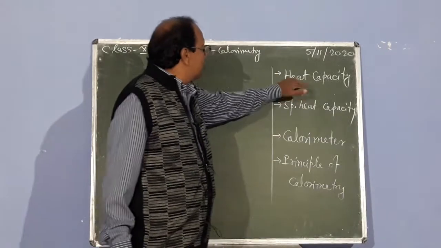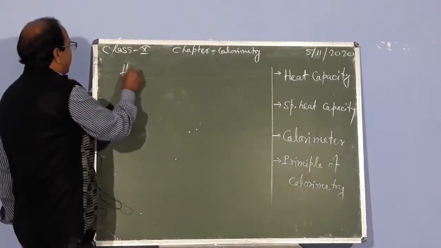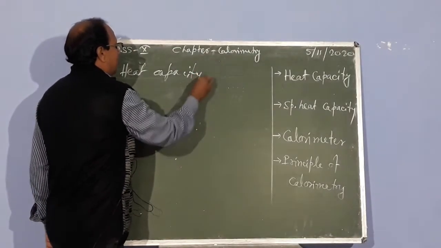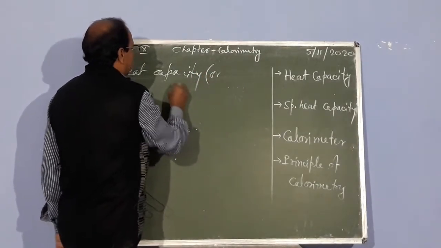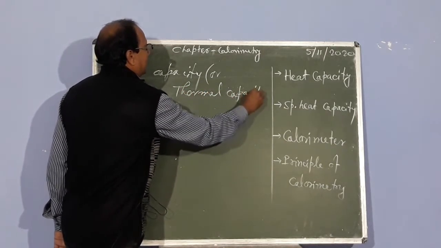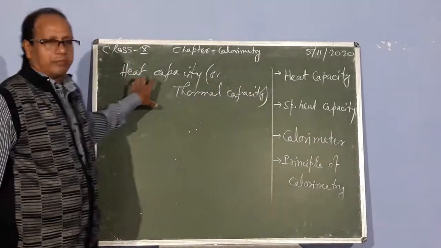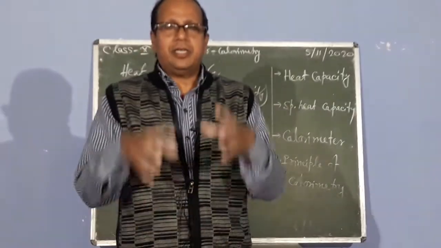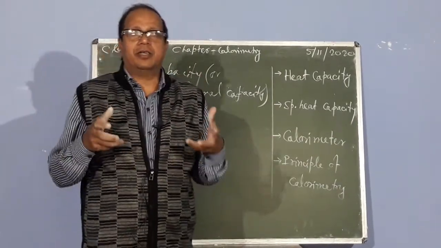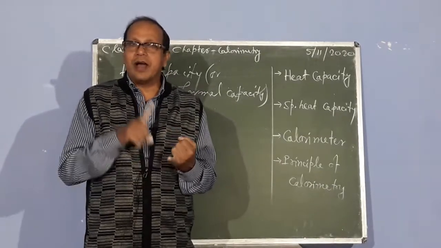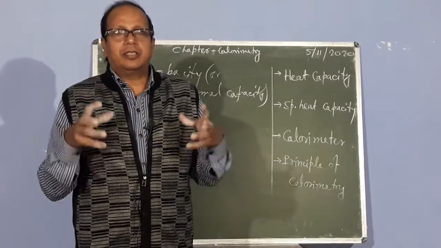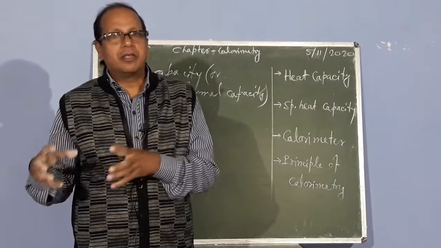Heat capacity is also named as thermal capacity. What is it? It's a new topic to you. Actually, it is the amount of heat energy required to raise the temperature of a body through 1 degree Celsius or 1 Kelvin. If the body size is big, then it has more heat capacity than a smaller body.